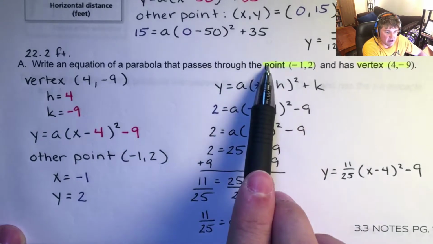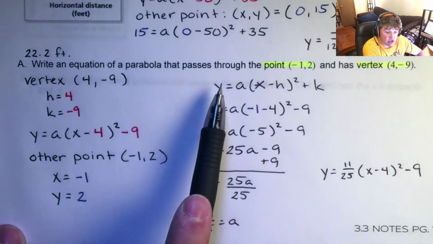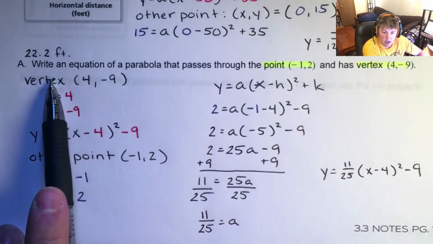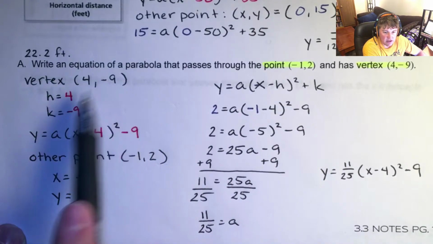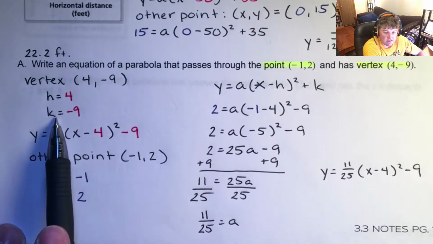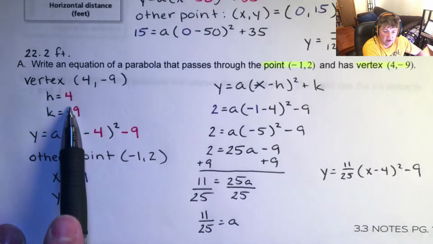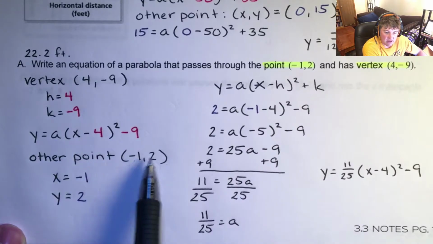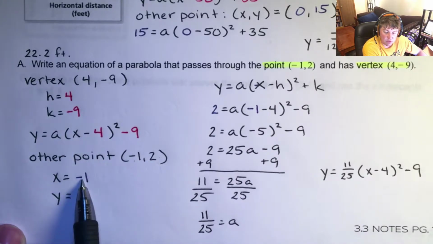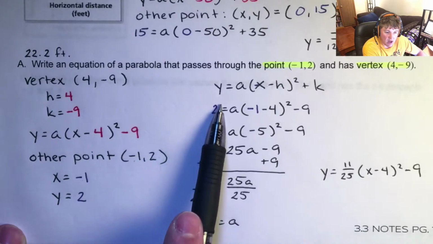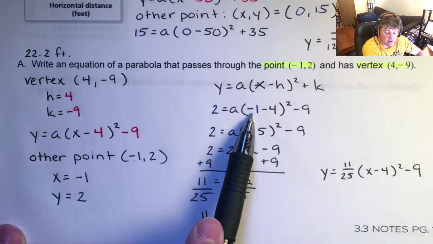Okay, I identified I had a point and a vertex, so I'm going to start in vertex form. My vertex is 4, -9, so h is 4, k is -9. So I replaced h and k in the equation with these values. My other point is -1, 2, so I know x is equal to -1 and y is 2. So I replaced y with 2 and x with -1.